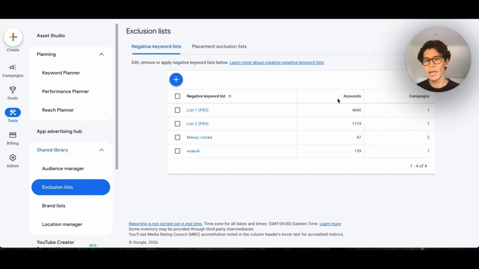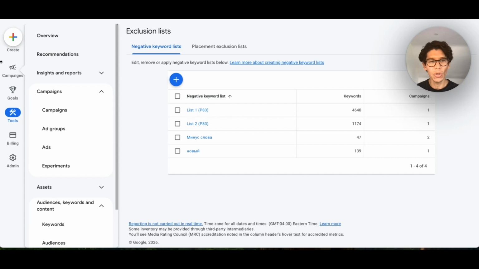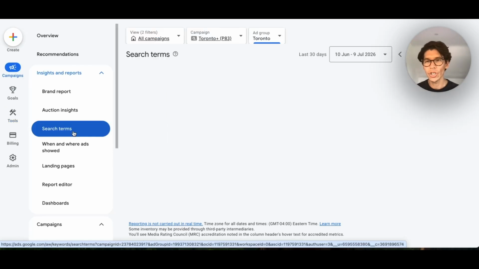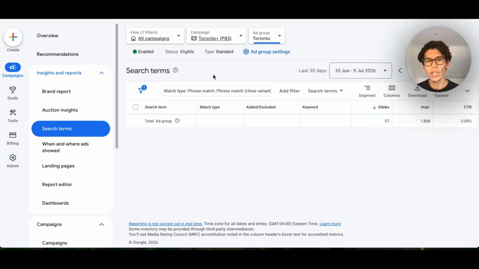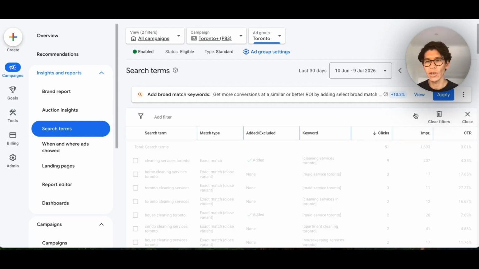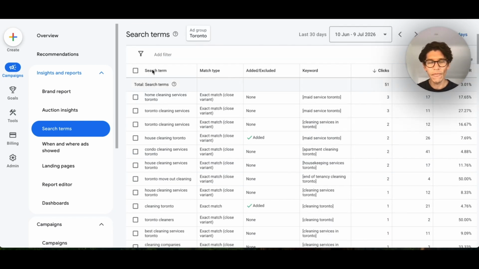So the negative lists are really important, and you need to be reviewing the search terms report, which is under campaigns, insights and reports down here. What the search terms report does is show you the exact string of words that people are typing into Google, and the ads are showing up for. So let me just remove all these filters so you can see the types of keywords that we're coming up for. So this first column here, these are the search terms.